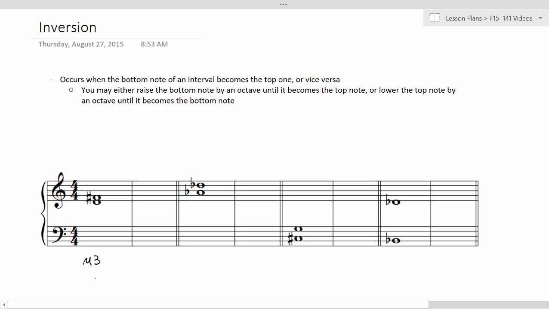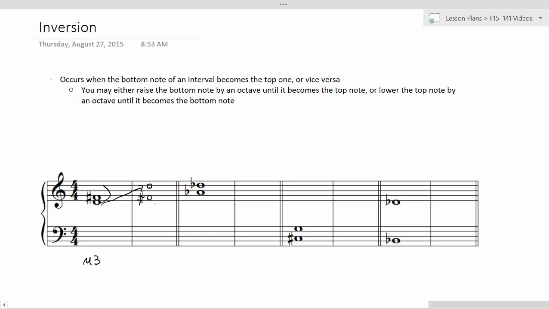Then I'm going to invert that interval. Looking at our definition up here, we can raise the bottom note by an octave until it becomes the top note. That's one strategy. So I'm going to take this D and put it up an octave. I'll rewrite my F sharp over here, and then I'll move the D up here. The D went up an octave, and now the two positions of the notes are reversed.